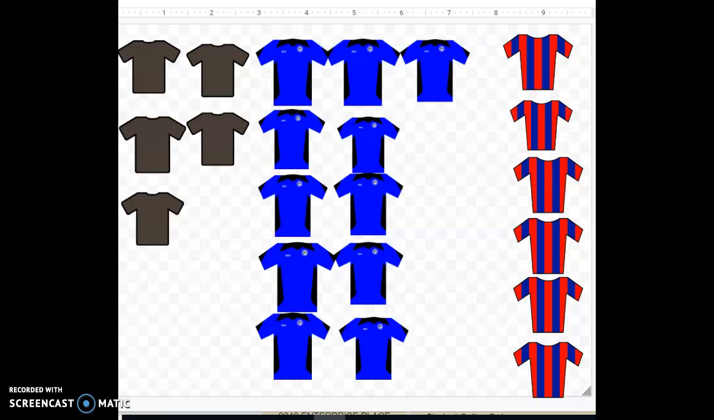So at this point, we have grouped each shirt or child in our classroom into 3 different categories. We have the 6 who are wearing stripes, the 11 who are wearing words or pictures, and the 5 that are plain and have nothing on them.